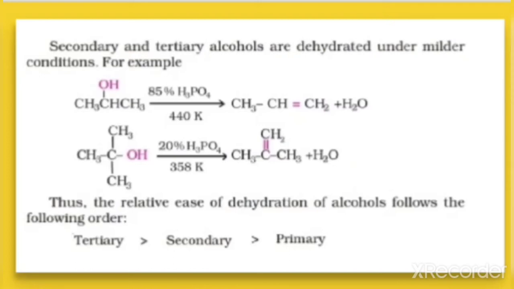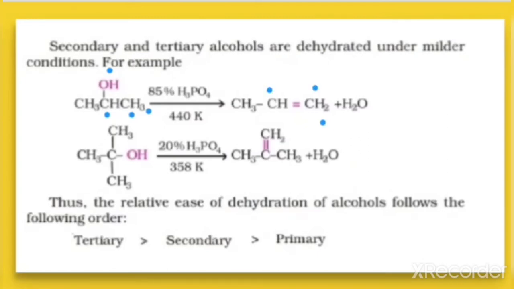So removal of OH and the adjacent H. That means if this is an alpha carbon, this carbon will be a beta. So removal of OH from the alpha carbon and H from the beta carbon. So there is a formation of an alkene, and you can see a double bond formation between the alpha and beta carbon.